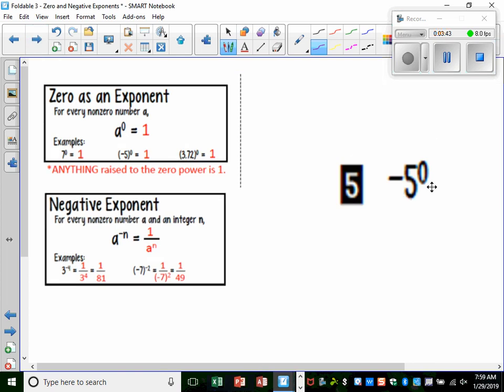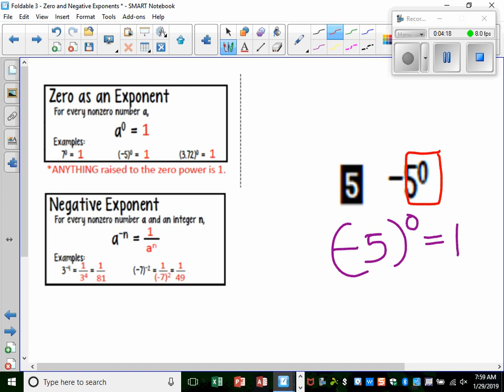All right, number 5. Now this one you have to be careful, because this is different from this. All right, these are 2 different problems. So I want you to write both of these. So write this one under number 5, because these are 2 totally different problems. This one is saying everything, including the negative, is raised to the 0 power. That's going to equal 1. The other one is saying you're only raising this to the 0 power. So that's going to be negative 1.